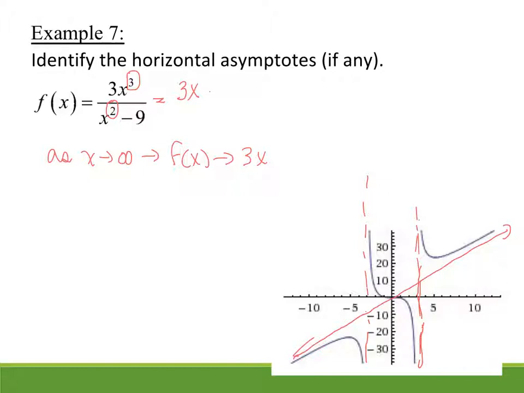So you'll notice our graph kind of goes around the slant asymptote and the vertical asymptotes. Look at how nice that is as x gets larger, and as x approaches negative infinity, again f of x approaches negative 3x.